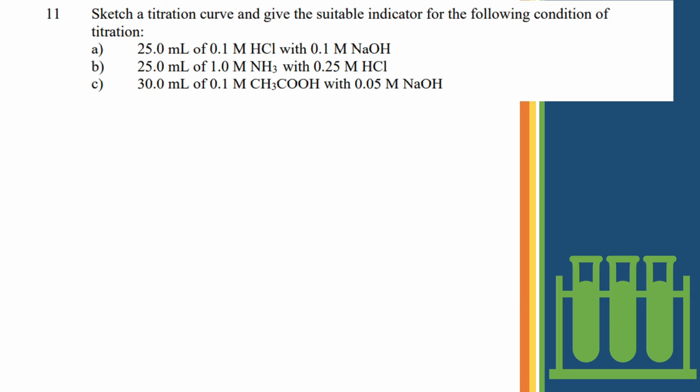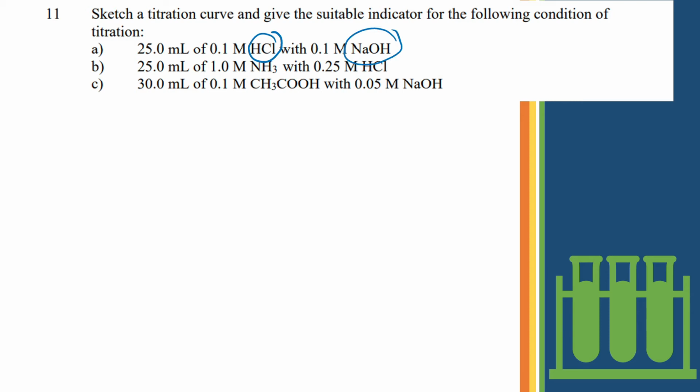So for question number 11, sketch a titration curve and give a suitable indicator for the following conditions of titration. So we make the titration curves. Okay, first we look at question A, where we have 25 ml of HCl, which is a strong acid.